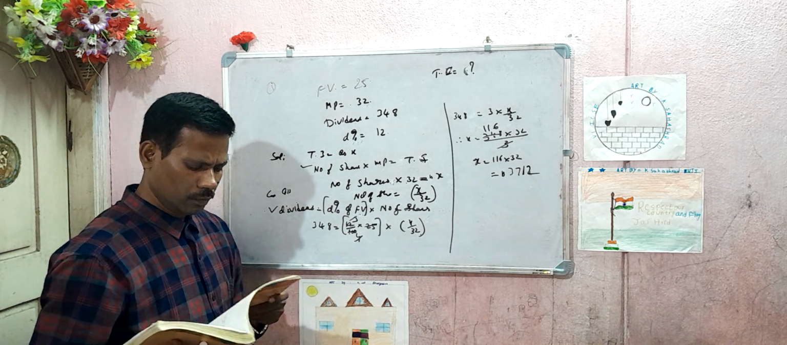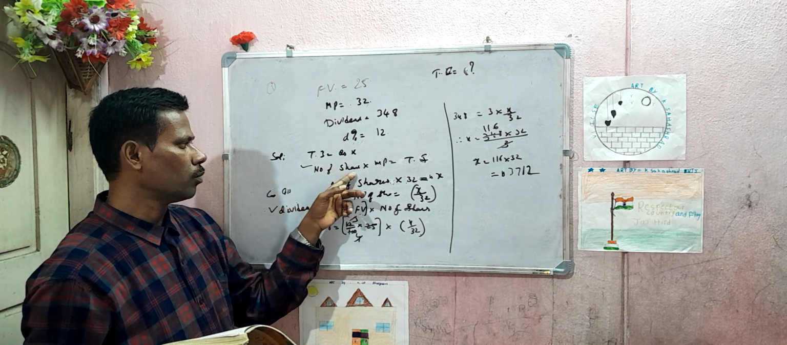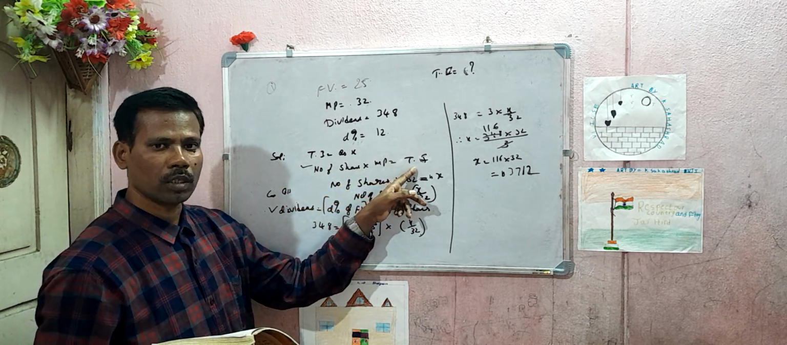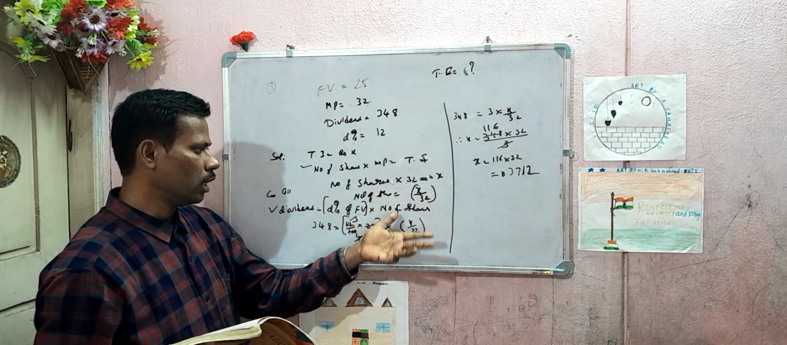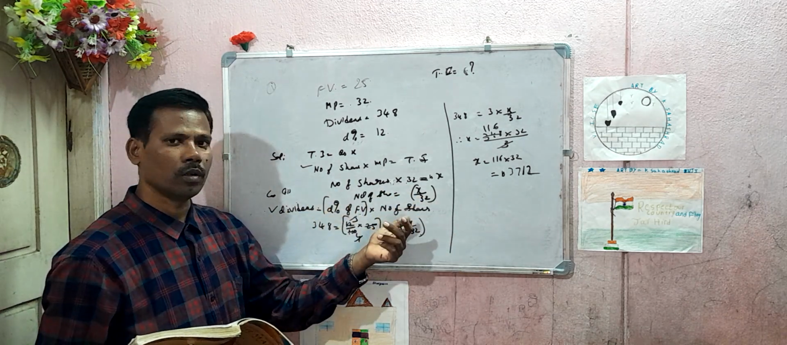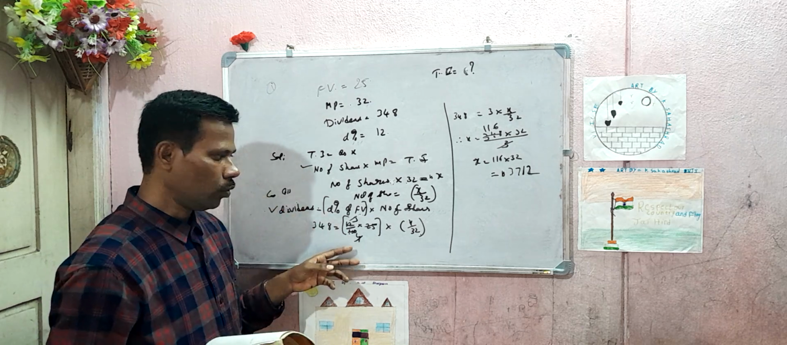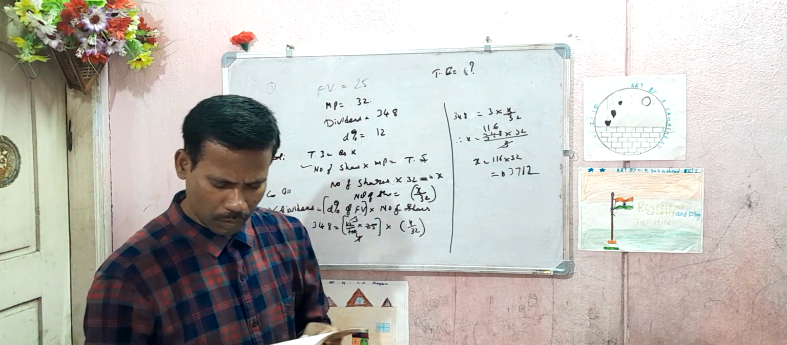So I have simply used this formula. Number of shares into market price is nothing but total investment. Next, number of shares I will treat like this. This is the dividend formula which we are going to use throughout while working out shares and dividend. Next, another problem.